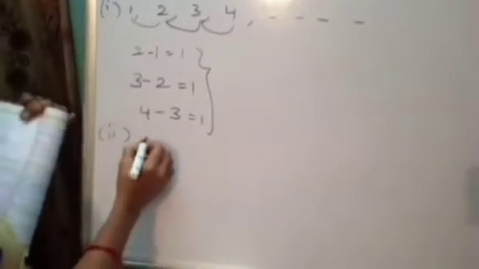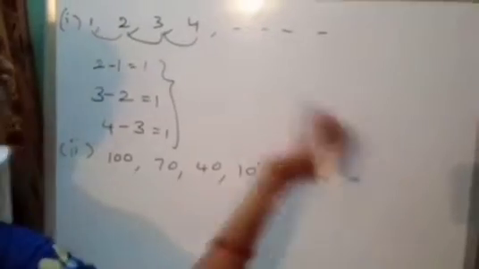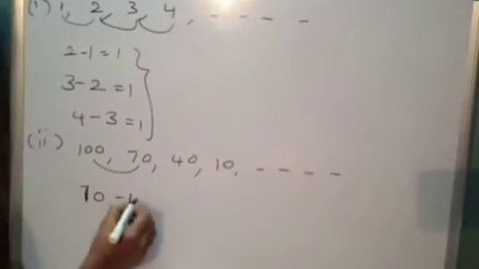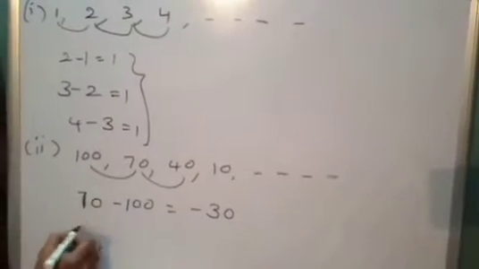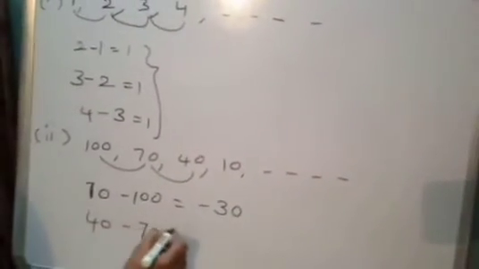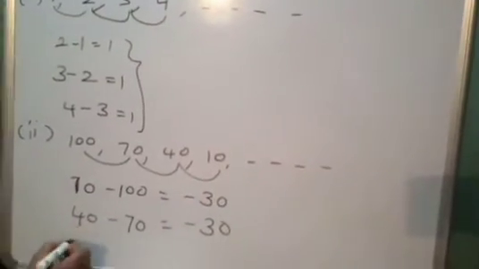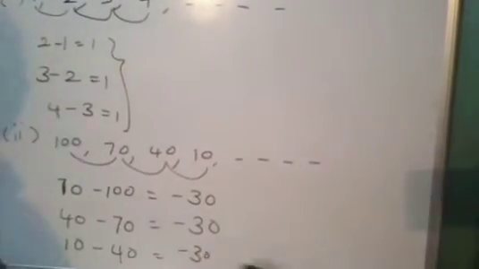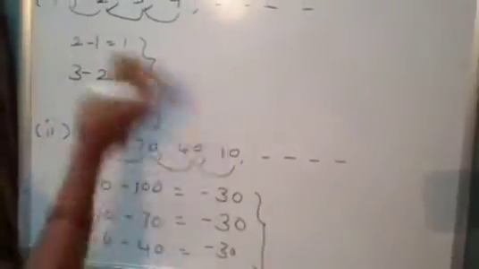Second one: 100, 70, 40, 10 and so on. In this, the difference of the second term and the first term is 70 minus 100 equal to minus 30. The difference of the third term and the second term is 40 minus 70 equal to minus 30. The difference of the fourth term and the third term is 10 minus 40 equal to minus 30. The differences of all these are common. So this is the common difference.